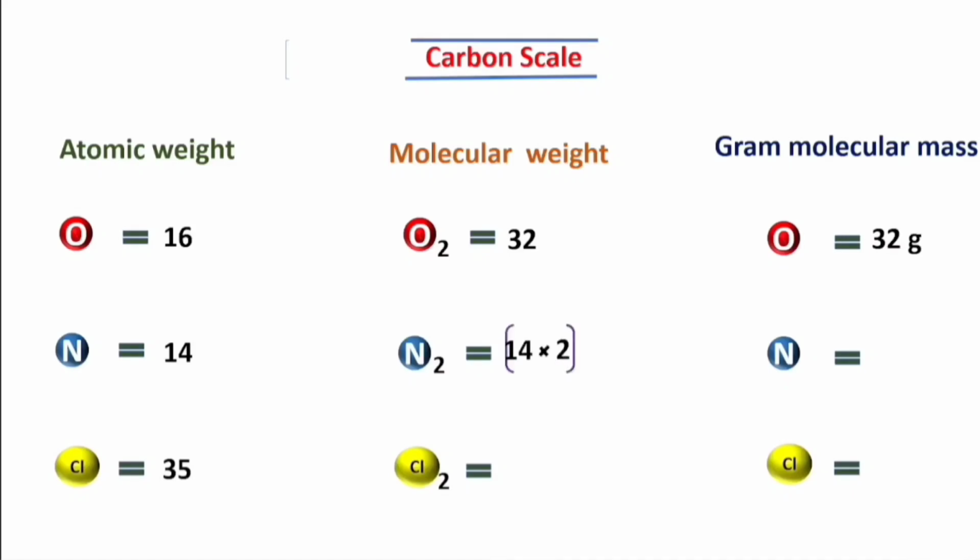Same way, when the atomic weight of nitrogen will be multiplied by the atomicity, that is 2, we get the molecular weight 28 and the gram molecular mass 28 gram. And the atomicity of a chlorine molecule, that is 2, when multiplied to its atomic weight, we get the molecular weight 70 with gram molecular mass 70 gram.